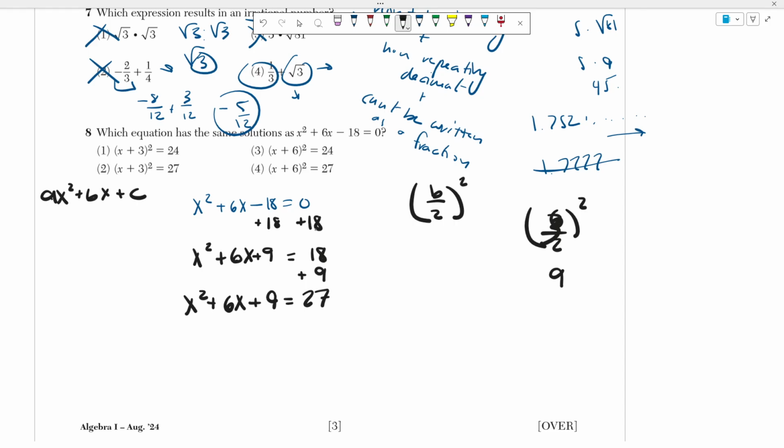Originally I get rid of it, and by getting rid of it, I just mean move it to the other side. And then to the side that I just moved it from, I add that number that's going to work, or that 9. So now if I look at this, what's two numbers that multiply into 9 but add into 6? Well, it's going to be 3 and 3. 3 times 3 is 9, and 3 plus 3 is 6. So x squared plus 3x plus 3x plus 9 is equal to 27, right?